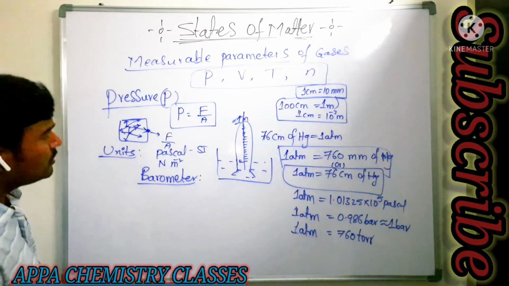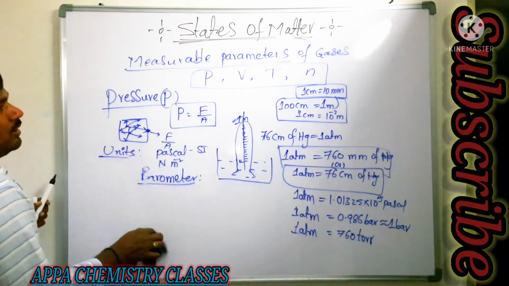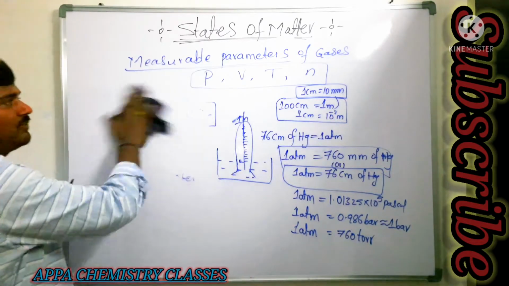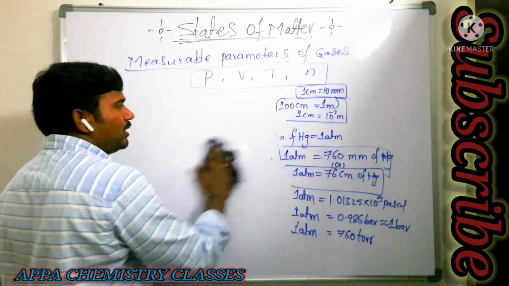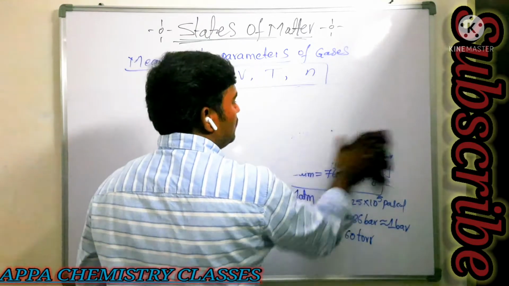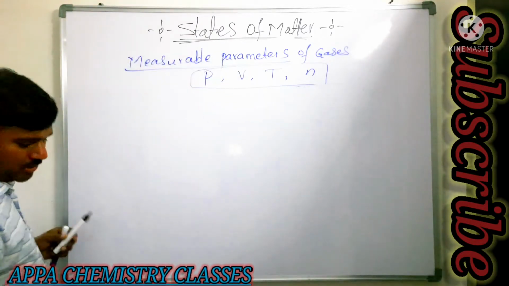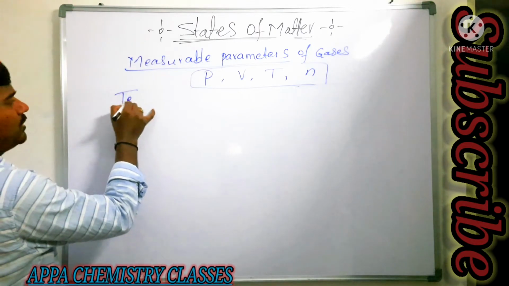Now next we are going to see the next property. First we'll see the temperature, after that the number of moles, and last we'll see the volume. Why am I taking volume last? Because if you know the number of moles, then you can easily understand the volume term. Now first we are going to see the temperature.